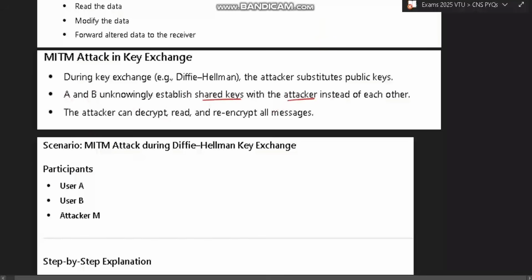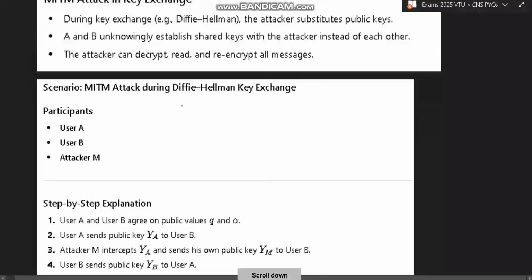So A and B are talking with whom? Not with each other. They are talking with the attacker. The attacker can decrypt, read, and re-encrypt all the messages. So the attacker has all the control over the messages and everything. That is a very bad scenario.